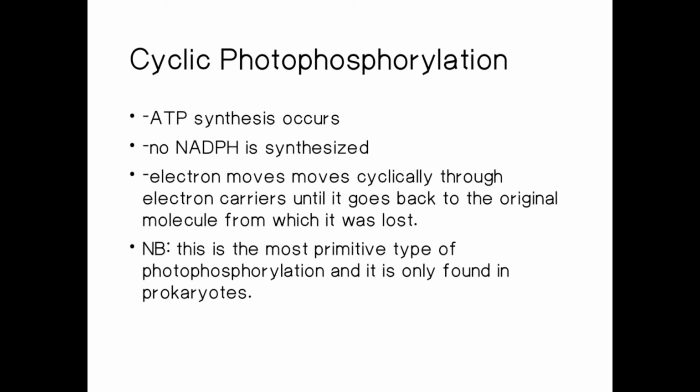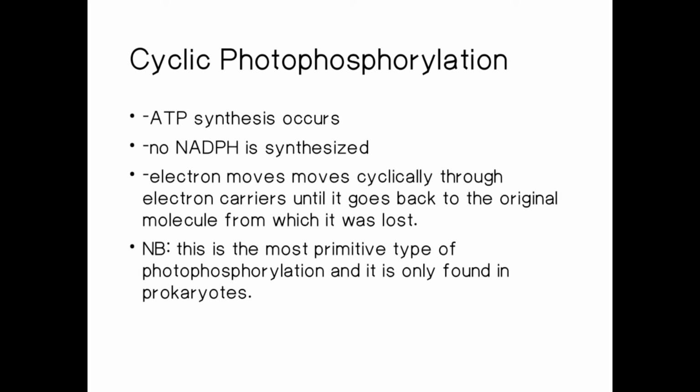And I told you, the moment you tamper with the light-dependent stage, that means even the light-independent stage will not occur. Are we together? So here, ATP is made, but there is no NADPH synthesized. That means the light-independent stage will not occur the way it occurs in other organisms. Are we together? Because there is no NADPH. Then, why do we call it cyclic?